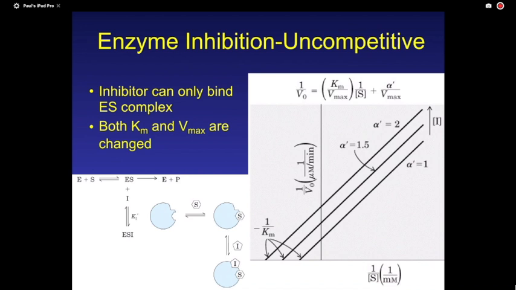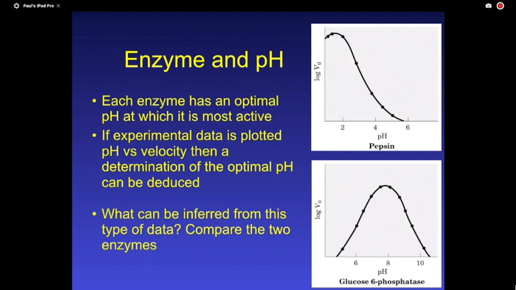Now, of the 4, the first 2, non-competitive and competitive, are the 2 most often seen. But I love this because I have 4 graphs, and that makes a really good multiple choice question. Which one is a blank? Okay, and could be a wonderful exam question.